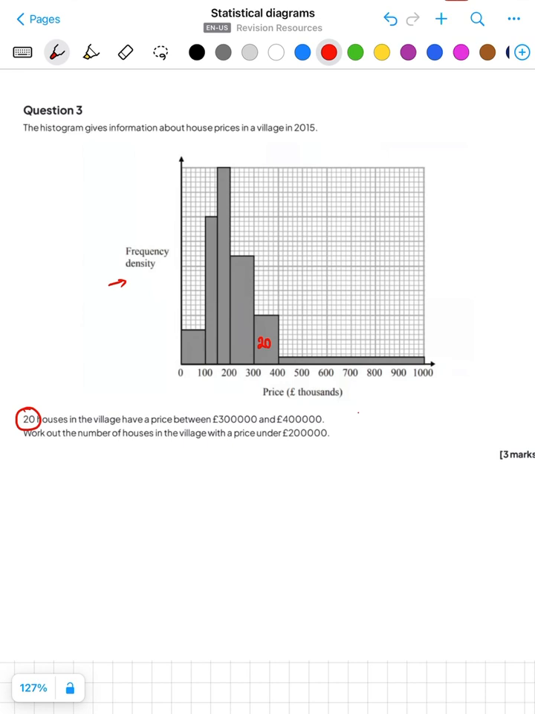Now the width of the group is 100. We multiply that by something to get 20. So 20 divided by 100 is 0.2. So here is 0.2. So following on with the axes, we'd expect this to be 0.4, 0.6 and 0.8. Now we have our axes, we can work out the number of houses with a value under £200,000.